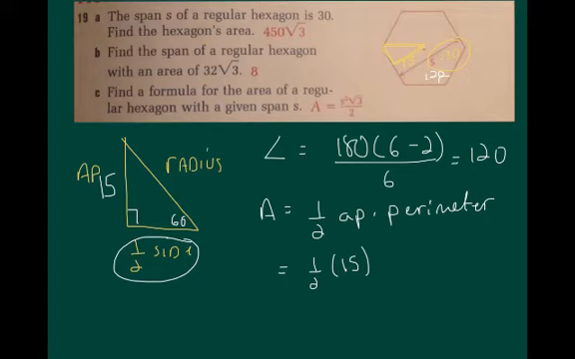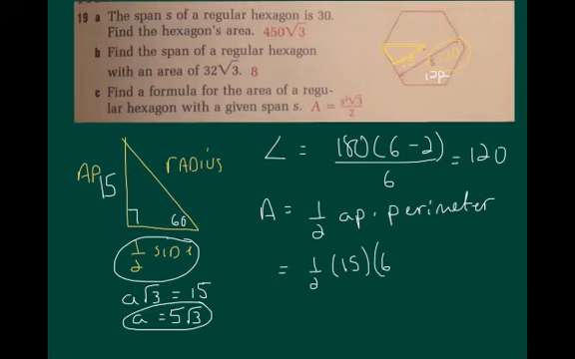Well, if the apothem is 15 and that's opposite the 60-degree angle, then the side opposite the 30-degree angle will be 5√3. So that's going to be half of a side. So if I multiply that by 2, I'll get 10√3. And if I multiply it by 6, I'll get the perimeter.